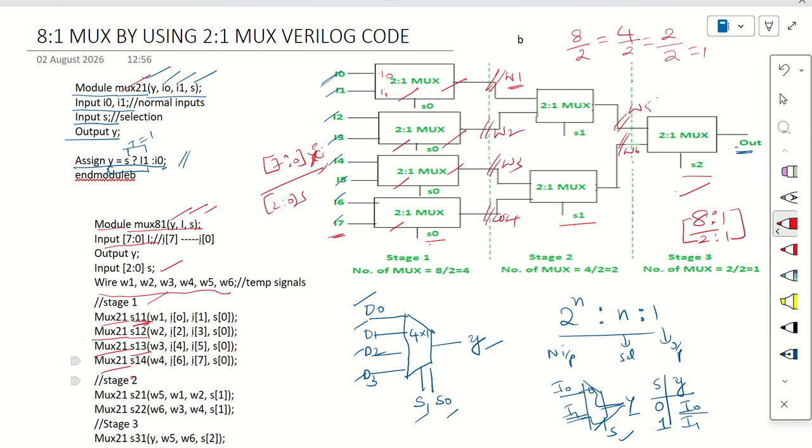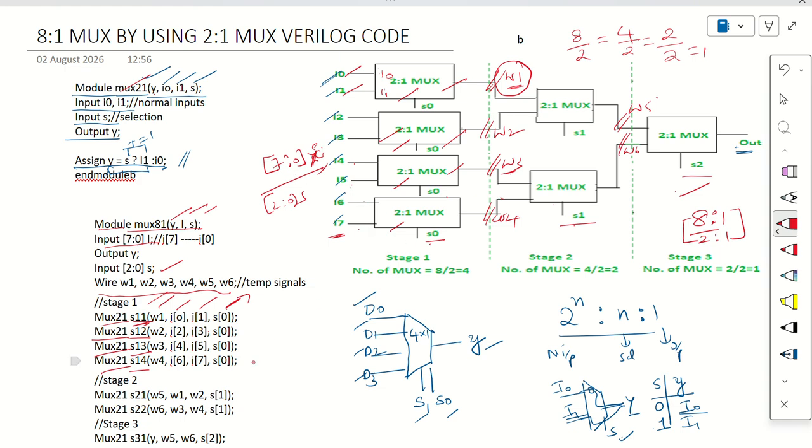The first multiplexer output is W1 and its inputs are I0, I1. In the place of Y, we call it W1; in the place of I0, I0; in the place of I1, I1. The selection line is S0, because all the stage 1 selection lines are S0 only. In a similar way, I2, I3, S0 for the second multiplexer with output W2. Then I4, I5, S0 with output W3. Then W4, I6, I7, S0. The same way you can write.